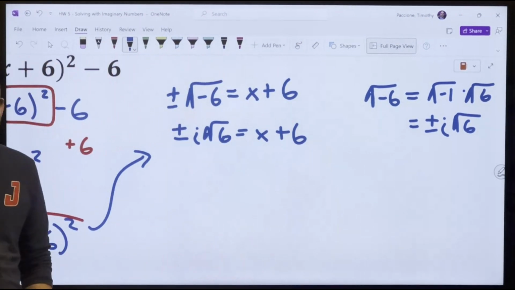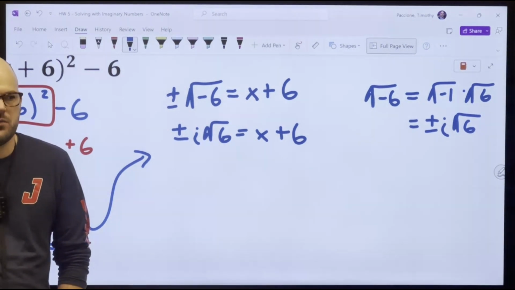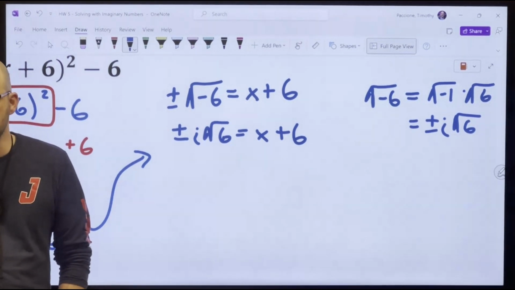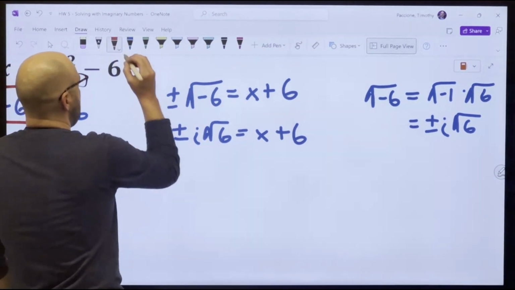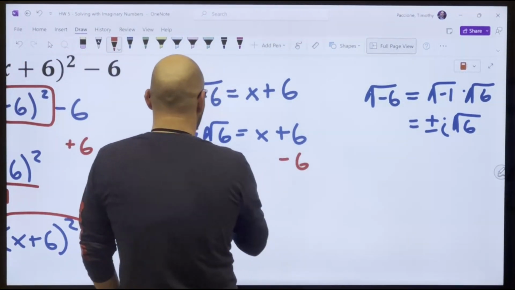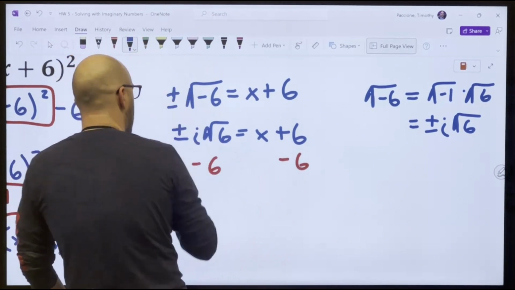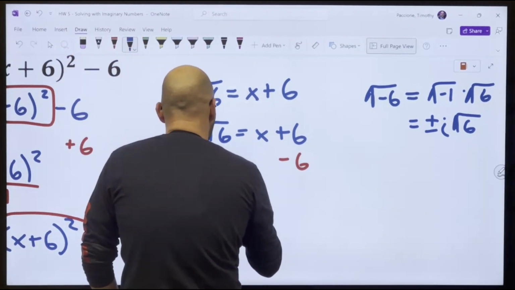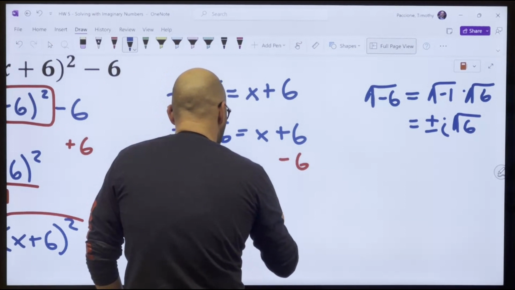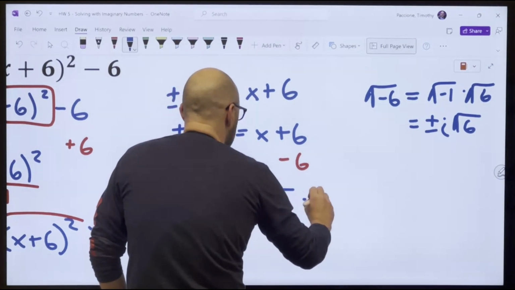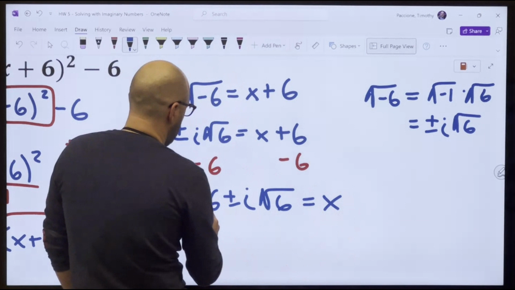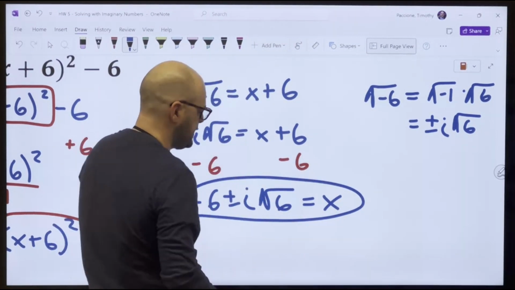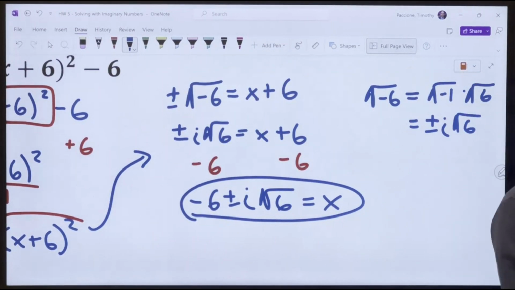Pretty close, but I'm trying to get x by itself, and it's not by itself. It's with a 6. So how do I move that 6? Minus 6, right? I don't want x plus 6. I want x. So I'm going to minus 6 on both sides. I get negative 6 plus or minus i square root of 6 equals x. And if you want, you can flip that around, put x on the left. It's fine, though, if you want to keep it that way.